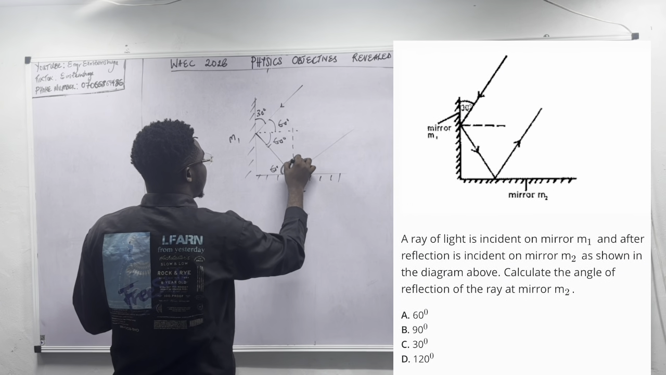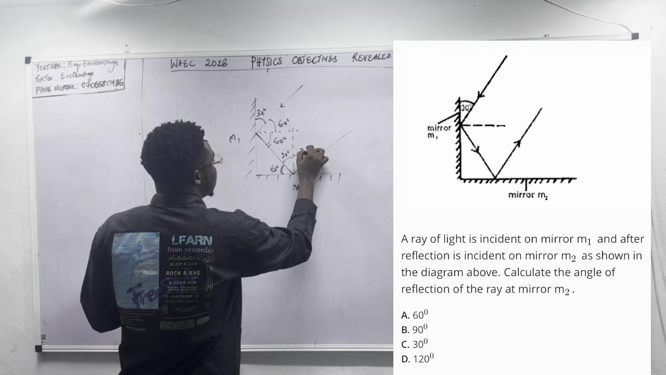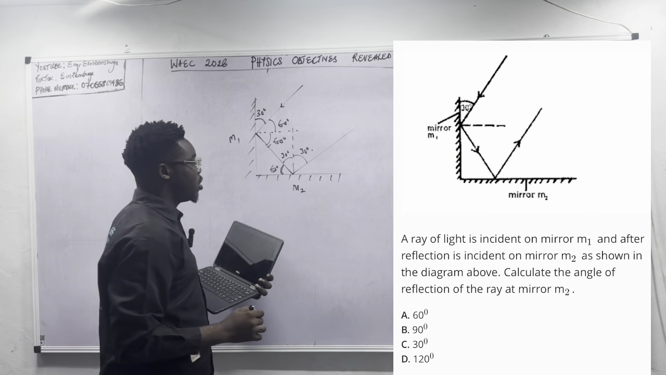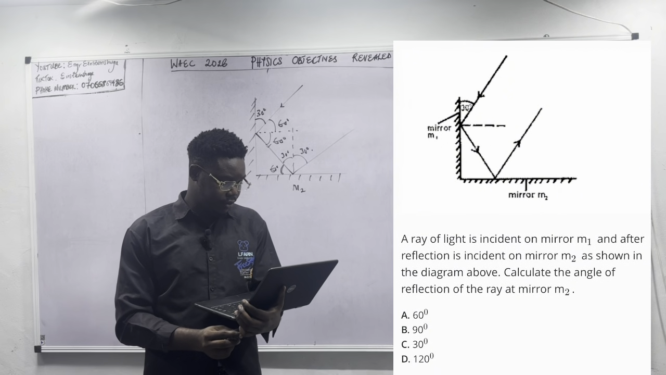And then you draw a normal. Here should be 30. So the answer should be 30. So the angle of reflection at mirror 2 is 30 degrees.